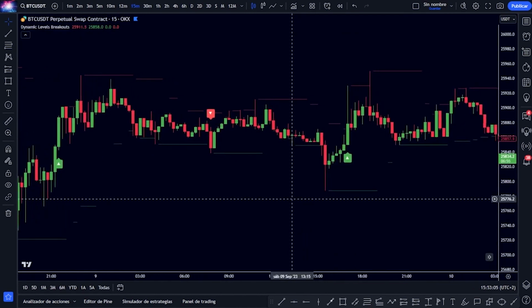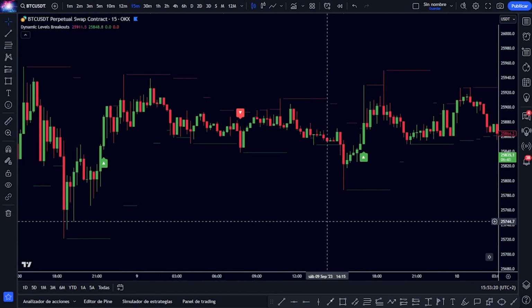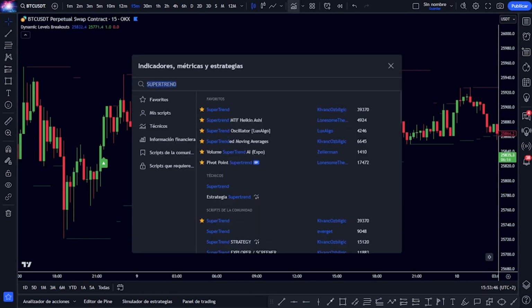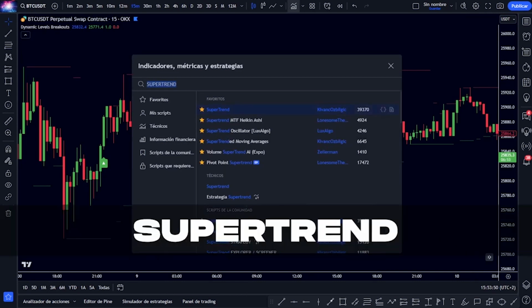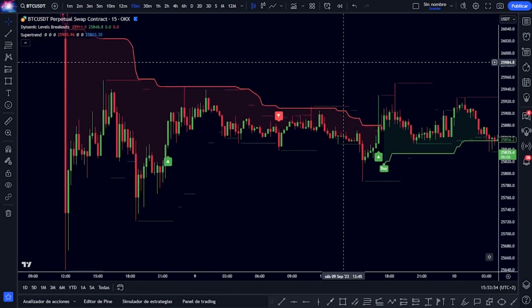Seen this way, it will seem very simple, but in reality it is not. We would need to combine this indicator with a lot of knowledge of that particular trading style, and that is not what we want. So we will add another indicator. This sure many of you already know, the super trend, which we have also used quite a lot for other strategies in this channel.